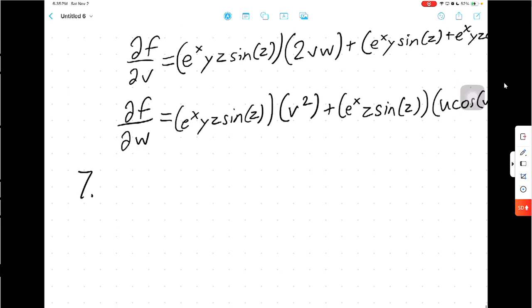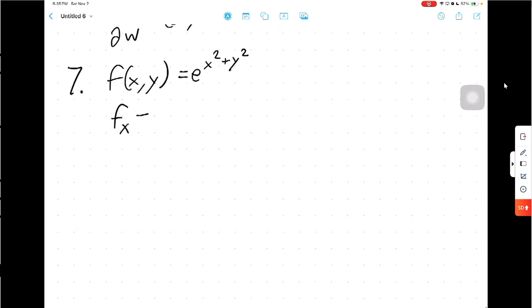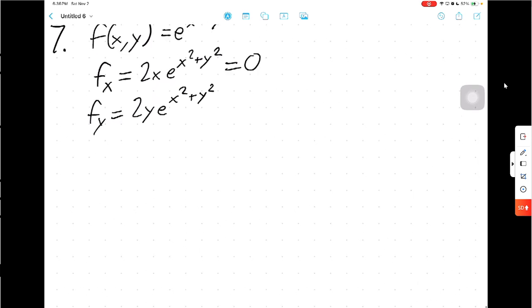Okay, number 7. Find and classify the critical points of f of x, y is equal to e to the x squared plus y squared. So we're going to start with the partial derivatives. E to the x squared plus y squared, and then times the derivative of the inside, which is just 2x. Fy will be very similar, 2y e to the x squared plus y squared. We're going to set these both equal to 0.